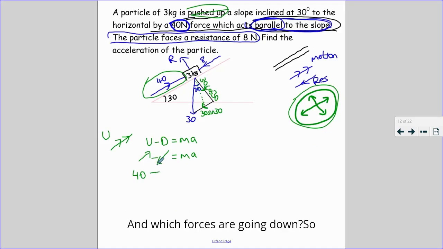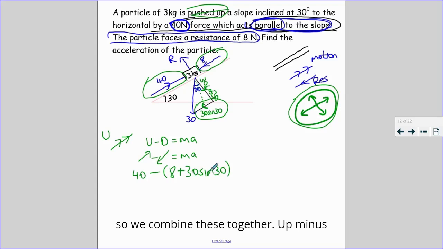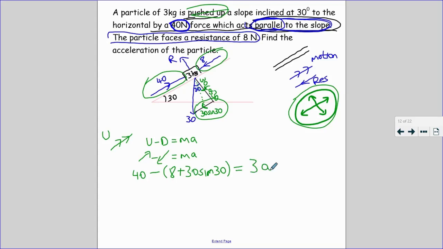And which forces are going down? So obviously the 8 is going down. And if you look at this force here, 30 sine 30, that's also in this direction, downwards. So two forces going down, 8 and 30 sine 30. So we combine these together: up minus down equals ma. m is 3, and a we do not know. Now, let's try solving this. So 40 minus 8 plus 30 sine 30 will give you 23.